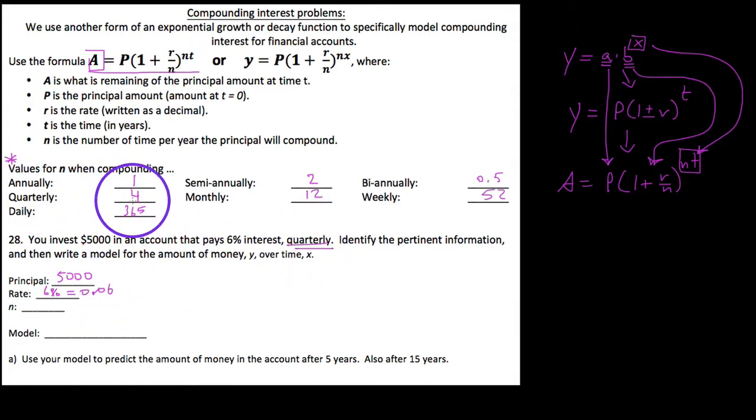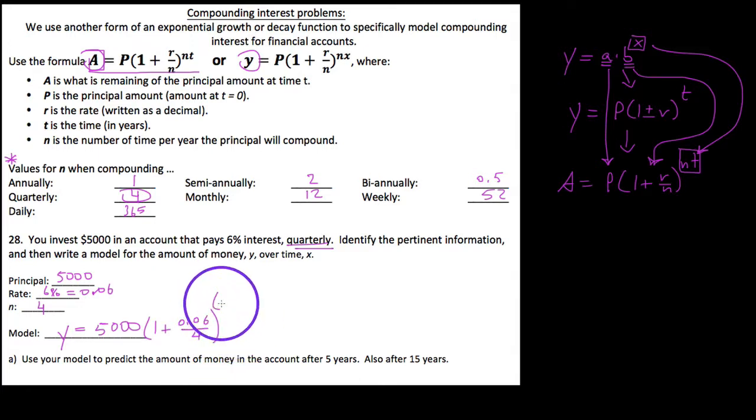So quarterly is 4 times a year. In terms of our model, the amount of money we have, y, which I was using a for previously, we can use y in its place. Y is equal to what I started with, this $5,000, and this time we're going to multiply by not just 1 plus the rate, but 1 plus the rate over n. So we get the rate here, which is 0.06 over 4 on the inside.